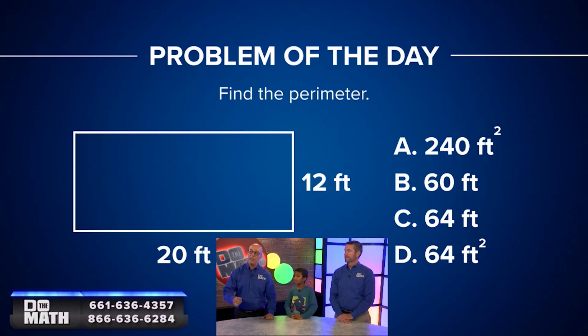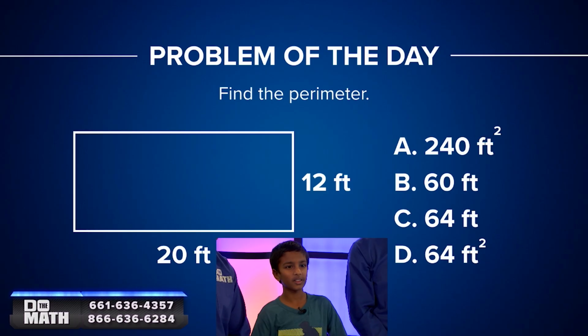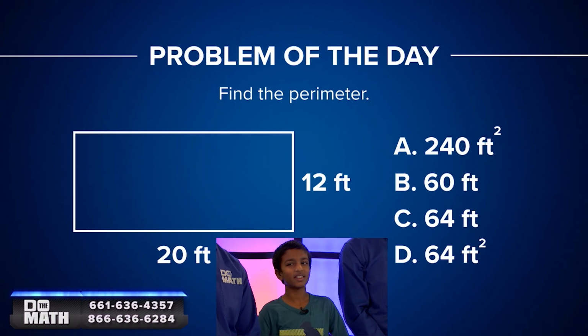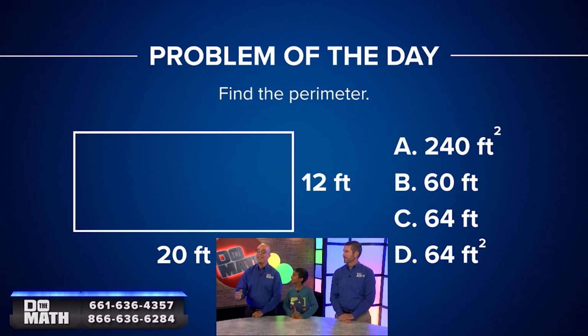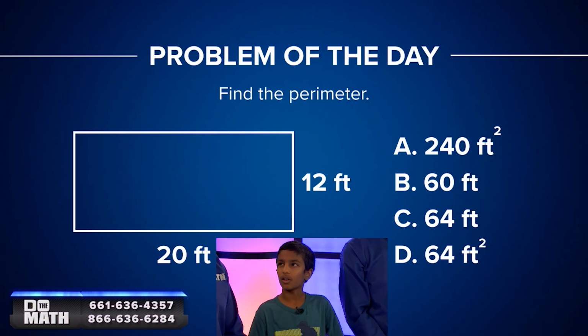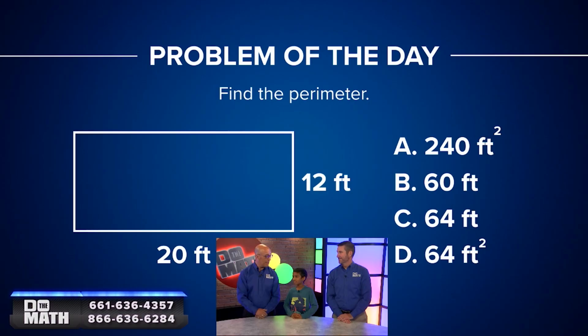Now, a lot of people on social media said that the answer was A, 240 feet squared. Why do you think they would say that? Because they did 20 times 12. Equals 240. And if they did that, what were they finding instead of the perimeter? The area. The area, right? You are all sorts of on top of this problem today, dude. All right, so we have 64 and 64 feet squared, but you don't like the 64 feet squared. You like the 64 feet instead?